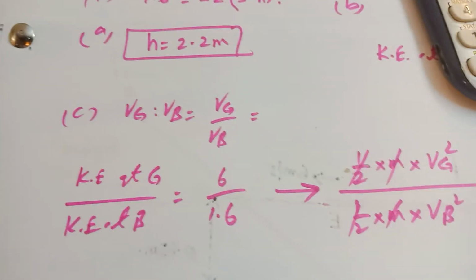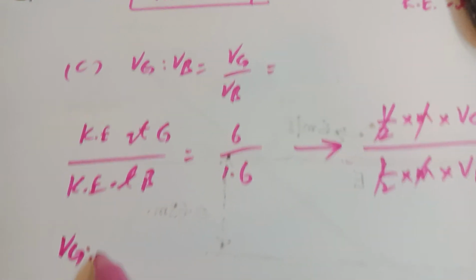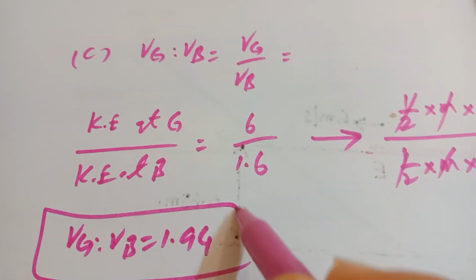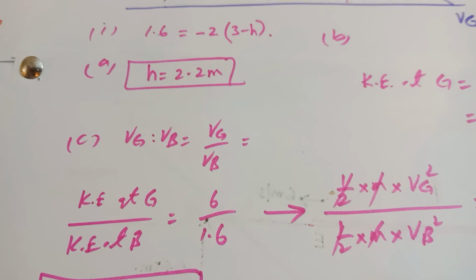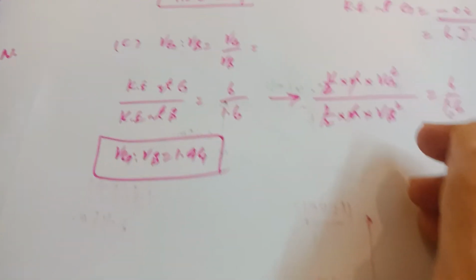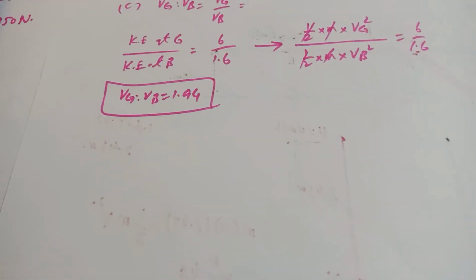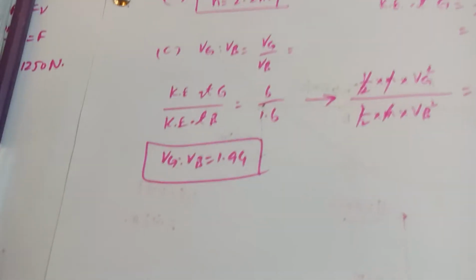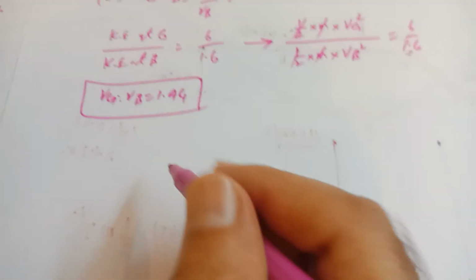So that is 1.94. So this is the answer. I have taken the square root, so Vg ratio Vb is going to be 1.94. That is the ratio between the velocities at the ground and at the point B. I'm moving towards the second part. Now this is the mind-boggling kind of a part, which will involve your skills on algebra. If you're good at algebra, you will understand this question easily, inshallah.